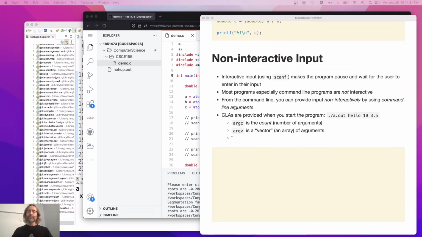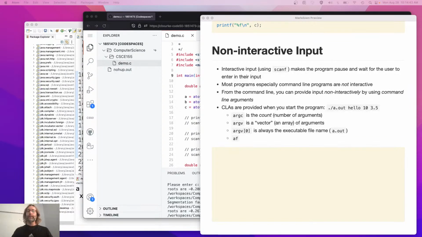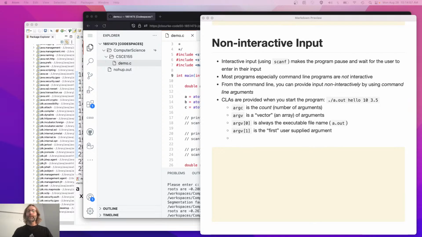Argv sub 0 is always the executable file name. Typically a.out for us, because that's all I've ever shown you. Argv sub 1 is the first user supplied argument, right? Then argv sub 2, argv sub 3, etc.